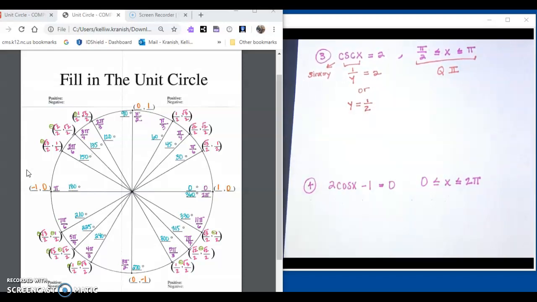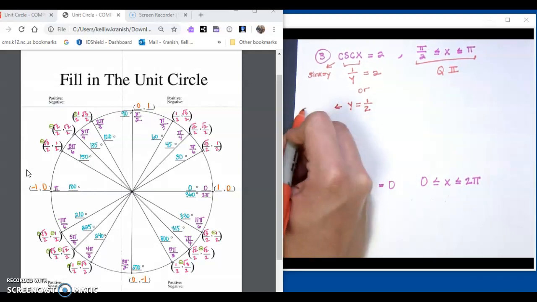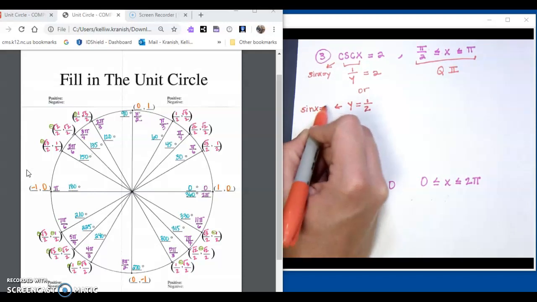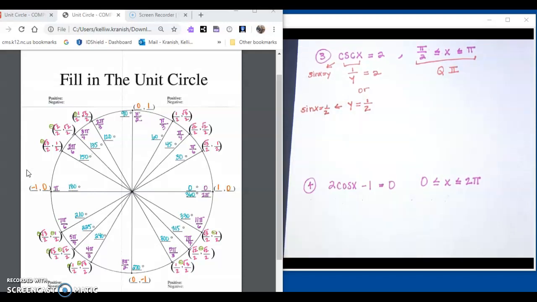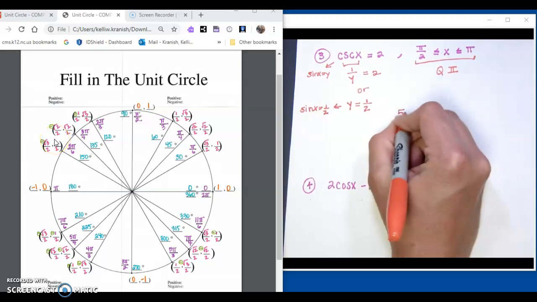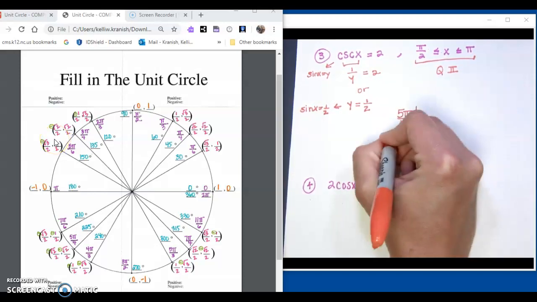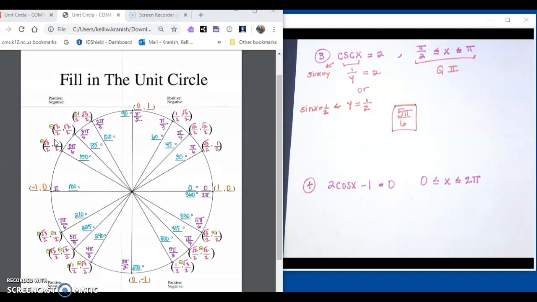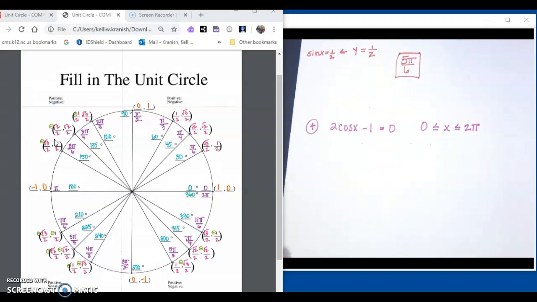So we're really looking for when the y value is equal to 1/2. You could even say we're looking for when the sine value is equal to 1/2. That would mean the same thing. So remember, we're only looking in quadrant 2. So you're looking for when the y value is equal to 1/2. That happens right over here at 5 pi over 6. So 5 pi over 6 is going to be our answer. Alright, on to number 4.